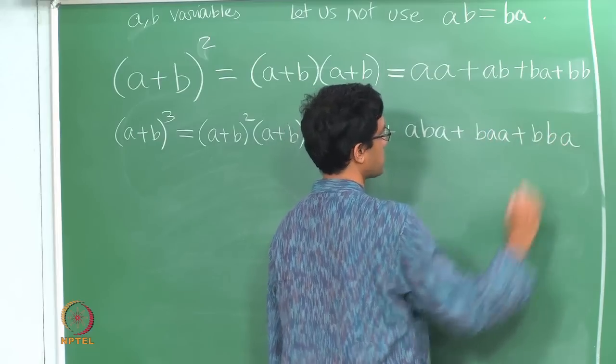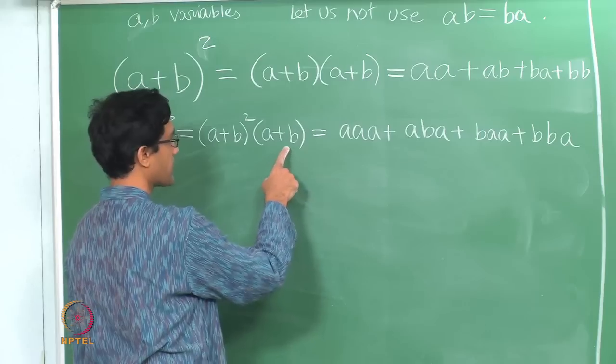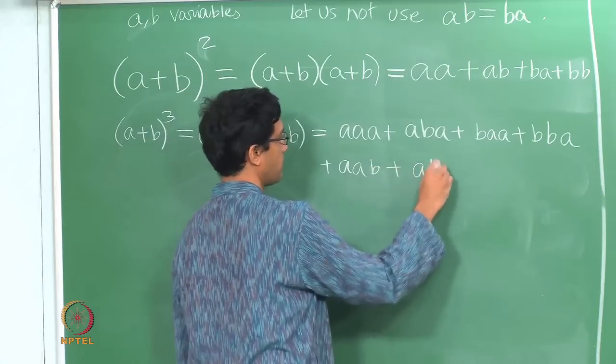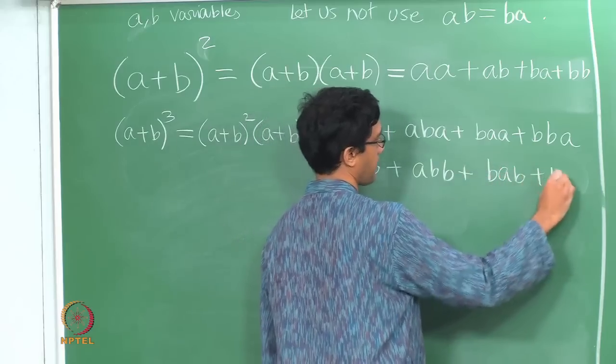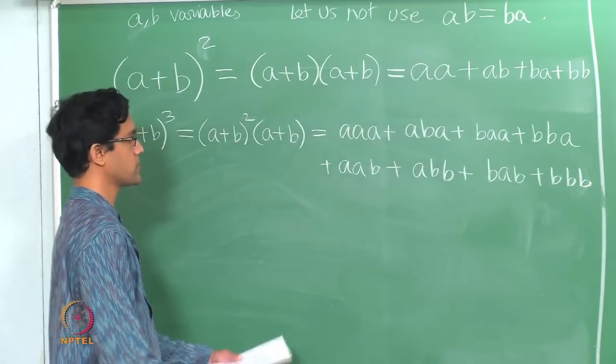BBA. These are the 4 terms which I get if I attach an a to the right of these 4 terms, and then if I attach a b I get plus AAB plus ABB plus BAB plus BBB. Okay, so that is (a+b) cubed. And again notice it's just a familiar identity.